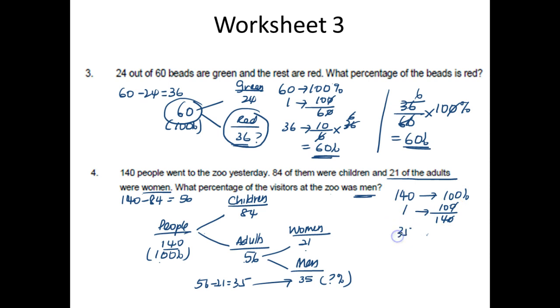And I want to find 35 men, which is 10 out of 14 times 35. Divide by 2, 5. Divide by 2 is 7. Divide by 5, 1. Divide by 5. Divide by 7, 1. Divide by 7, 5. So it's 25%. Alternatively, I can take 35 out of the total number of people, which is 140, times my 100%.